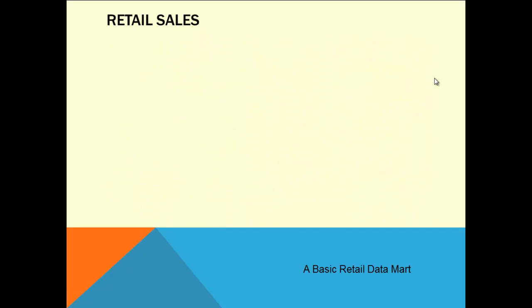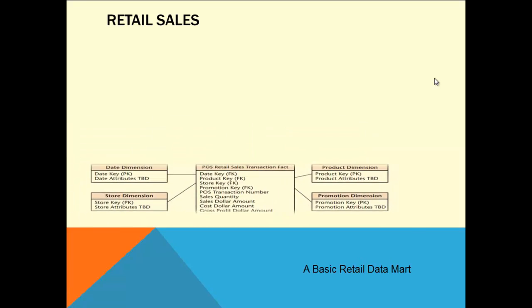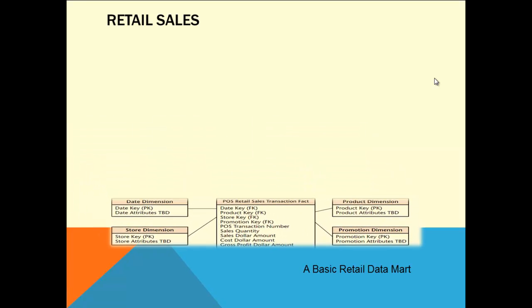Now let us take an example of a retail sales database to understand what my retail data mart would look like. This is a retail data mart. It has a structure: a sales fact table surrounded by tables like date dimension, store dimension, product dimension, and promotion dimension. This is an example, guys.